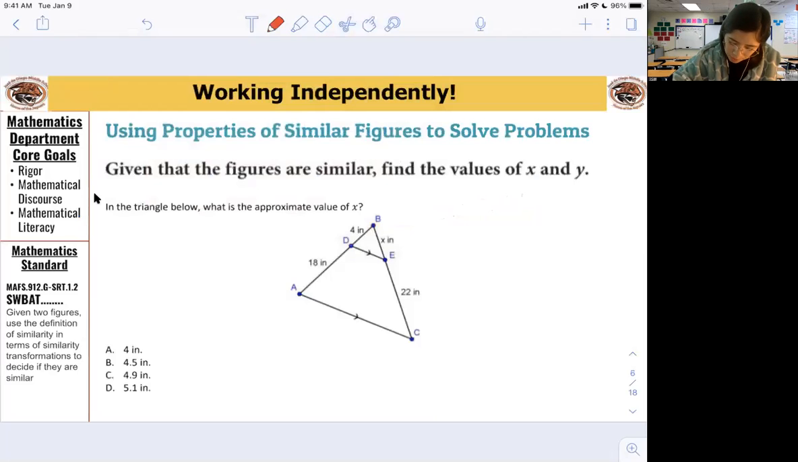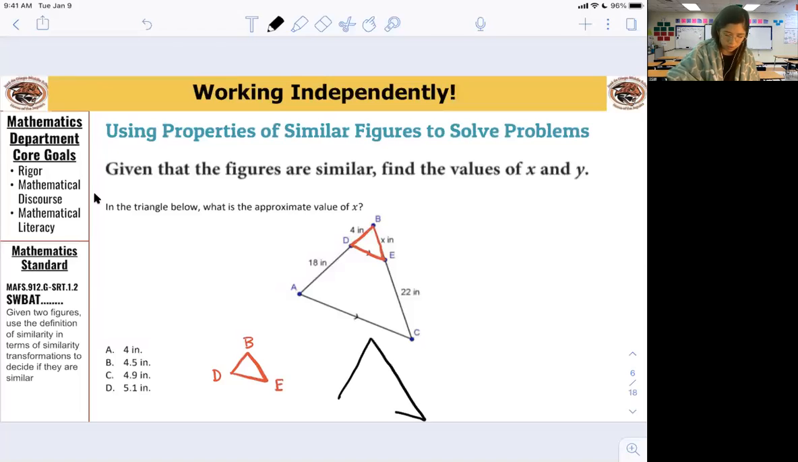So what I'm going to do is separate them and just draw them separately. So I have DBE, and then I've got my big triangle, ABC. Okay, now let's fill in what we know about the red triangle. What do we know?